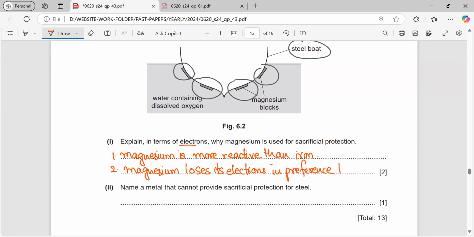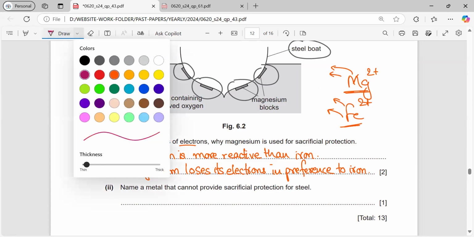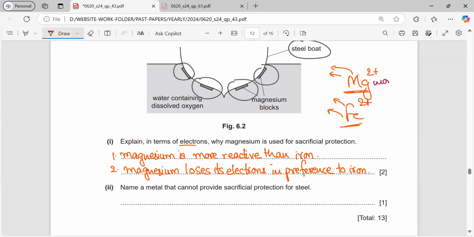Because as magnesium is more reactive, the more reactive elements have more tendency to lose the electron. Magnesium loses 2 electrons to get 2 plus charge, and iron also loses 2 electrons to get 2 plus. Both of them are metals. But the difference is that magnesium is more reactive and iron is less reactive. More reactive means that it has the tendency to lose electrons easier than iron.